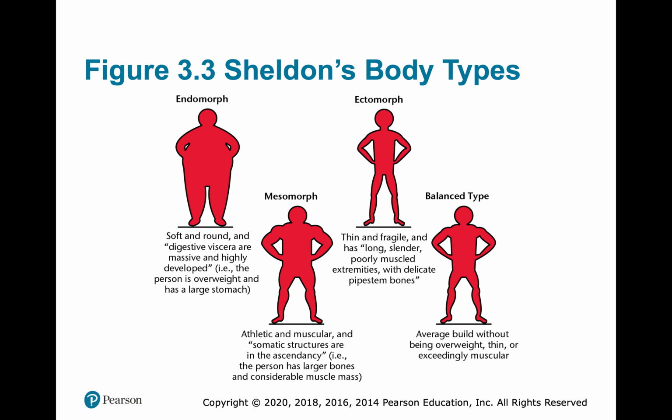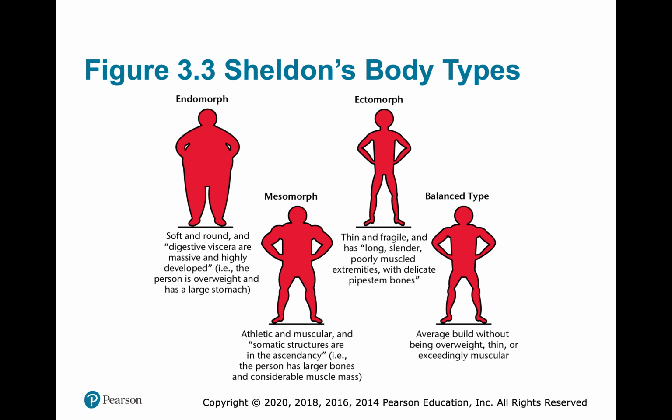This is often, by the way, presented as 3 body types. Usually the balanced type is not included in this. So an endomorph is someone more like Santa Claus. They're soft and round. They're overweight and have a large stomach. Now, an ectomorph is a little bit like Olive Oyl, thin and fragile, long, slender, poorly muscled extremities. A mesomorph is athletic and muscular.